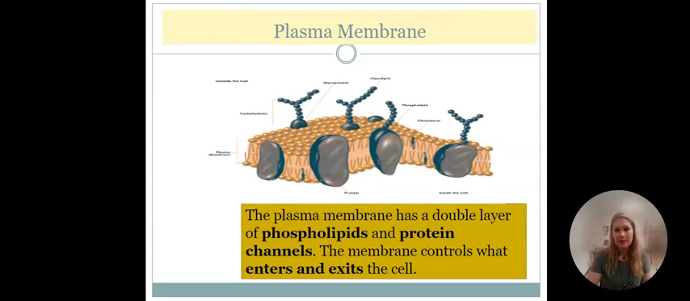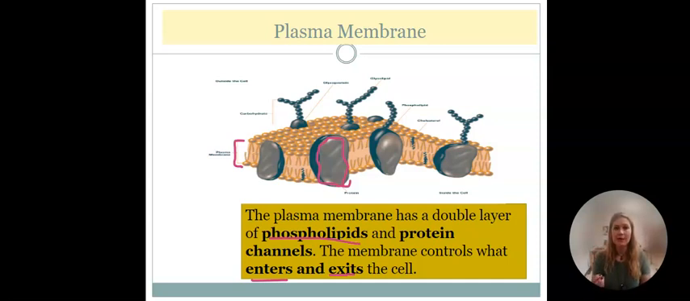Talking about the plasma membrane a little bit more, remember this is another name for our cell membrane, but it also goes by another name, which is the phospholipid bilayer. This is because the plasma membrane is made up of two layers of phospholipids. You also have a bunch of proteins that are embedded within the phospholipid, which allows for substances to enter and leave the cell.